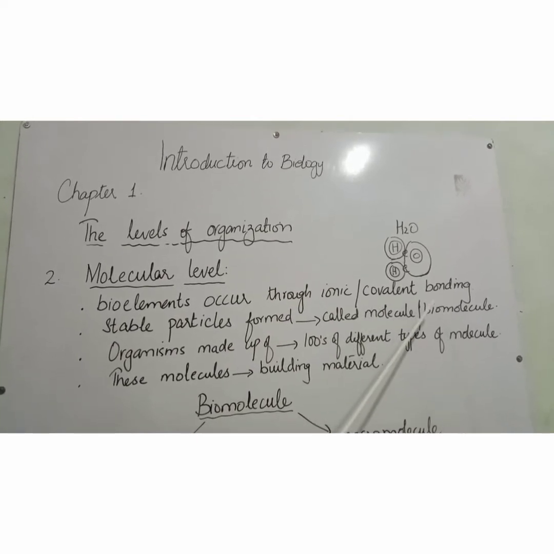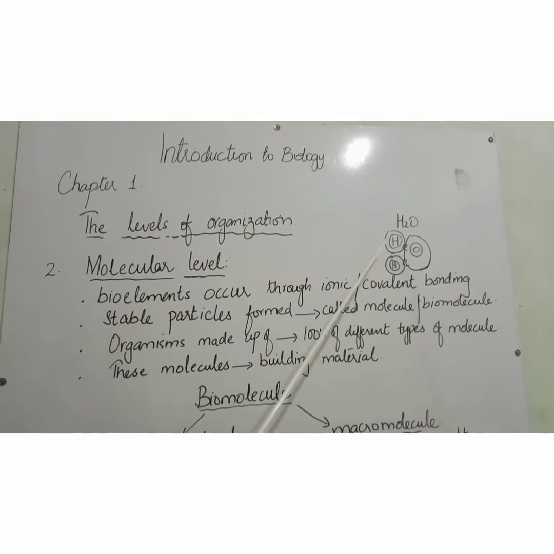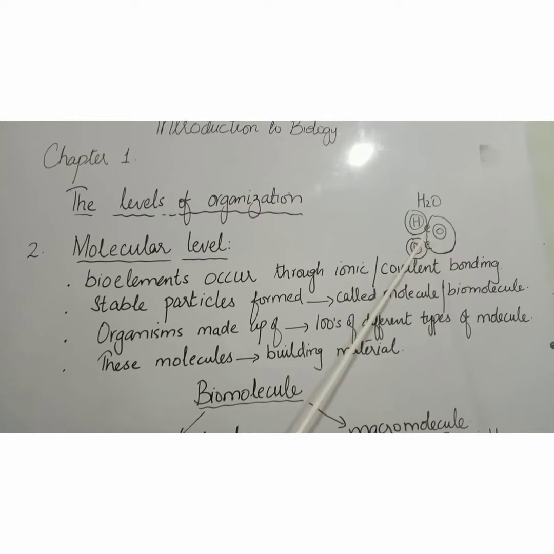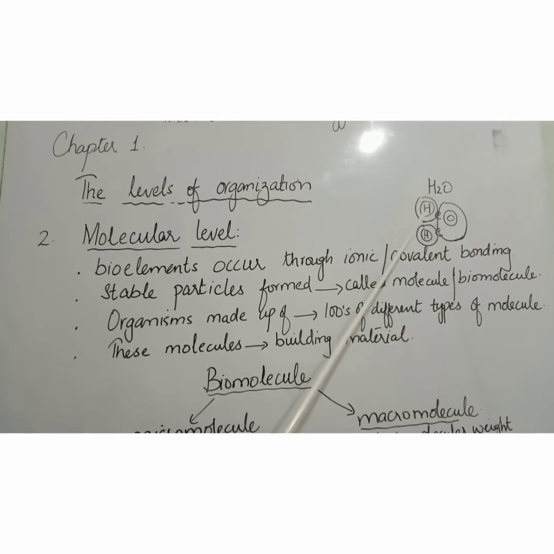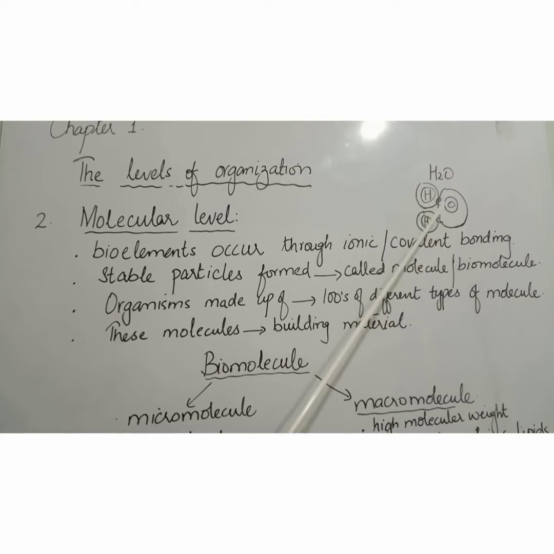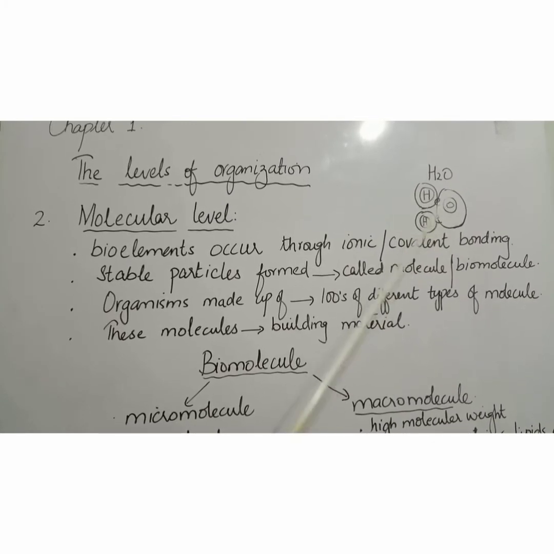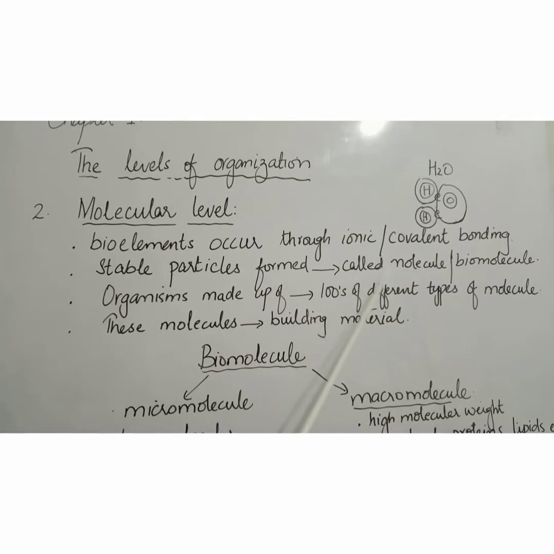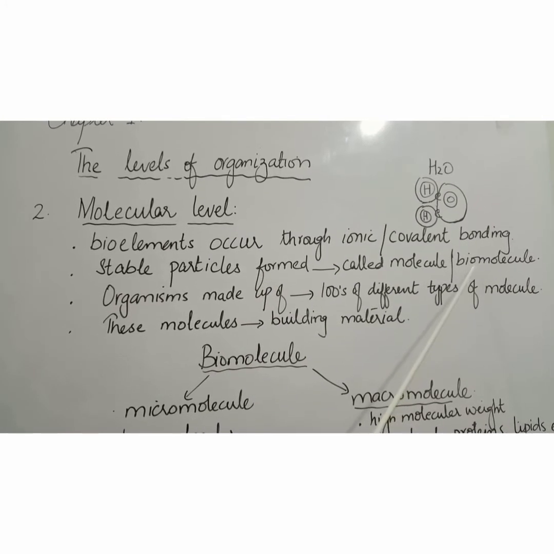Now what is covalent bonding? It is when two atoms combine and share electrons with each other. For example, H2O. Two atoms of hydrogen combine with oxygen and share electrons with it. Through this, stable particles are formed which are known as molecules or biomolecules.